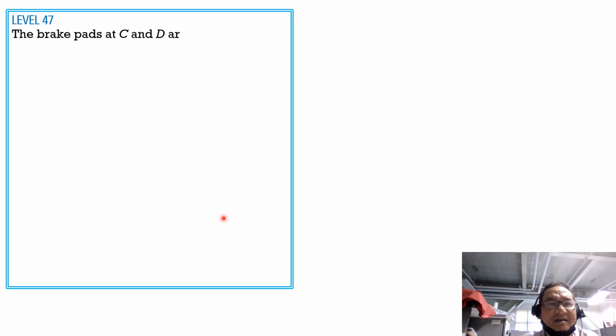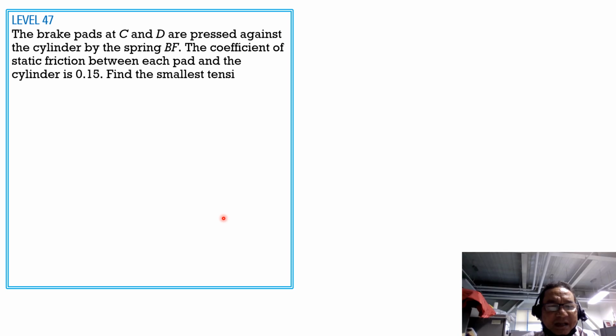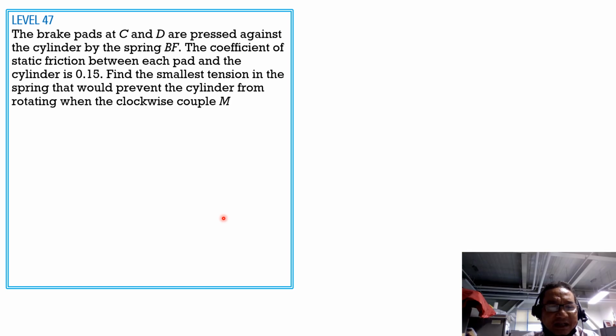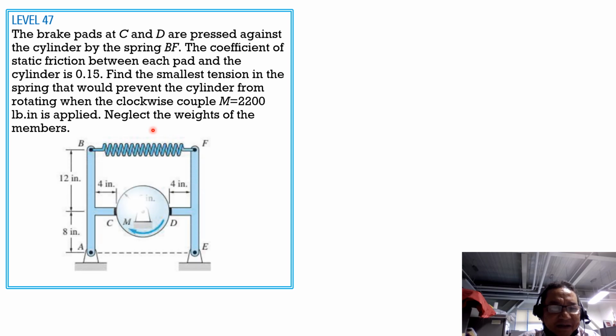Level 47. The brake pads at C and D are pressed against the cylinder by spring BF. The coefficient of static friction between each pad and the cylinder is 0.15. So find the smallest tension in the spring that would prevent the cylinder from rotating when the clockwise couple M of 2,200 pound-inch is applied. Neglect the weights of the members. So here is the given figure.